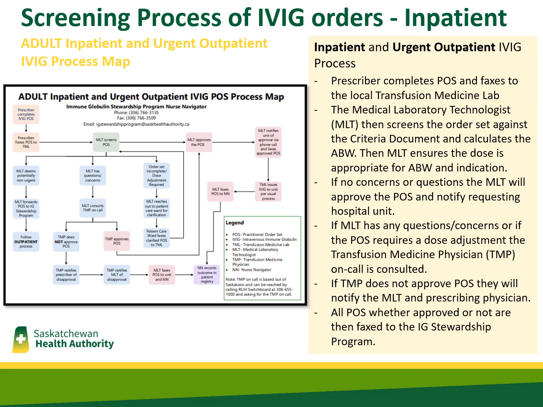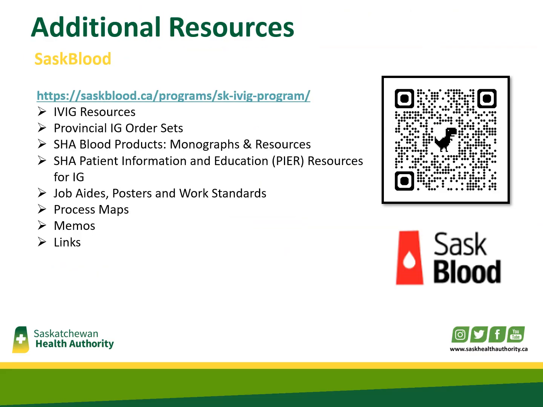I'm not going to speak at great length about the screening process of IVIG orders in regards to the process maps. There are a few different process maps that exist for our program that I would encourage you to have a look at on the Sask Blood website. They're all available there and are really great resources if you're not sure of the right steps in terms of how to manage an IVIG order when it comes in. Here are some additional resources that are available on the Sask Blood website. It'll cover a lot of the stuff that we talked about today, but almost everything IVIG related can be found through this website. So it's a really great resource if you ever have any questions.